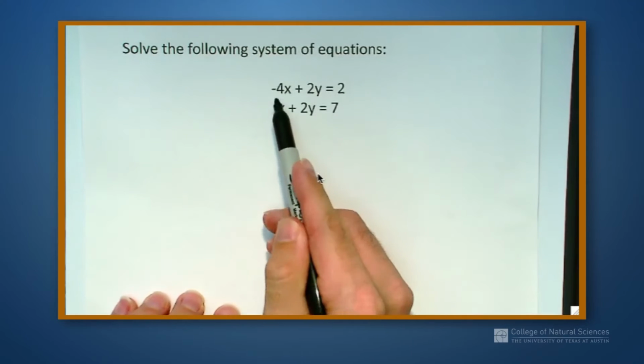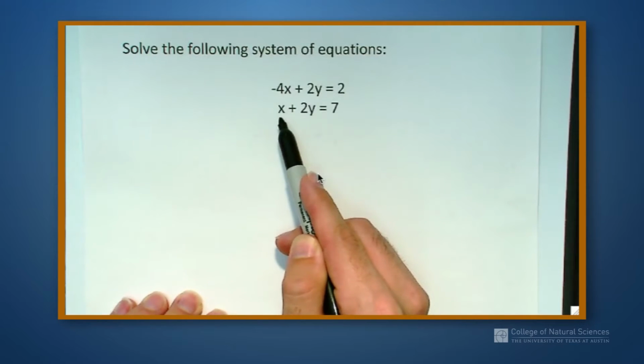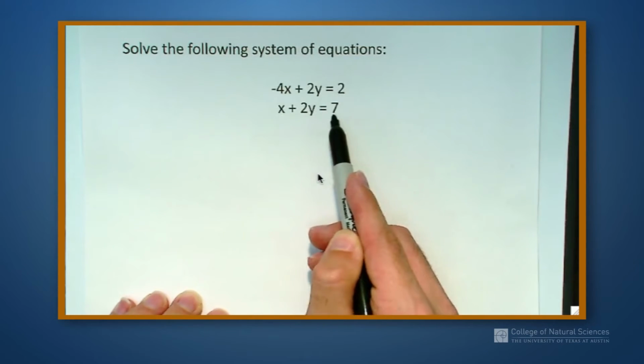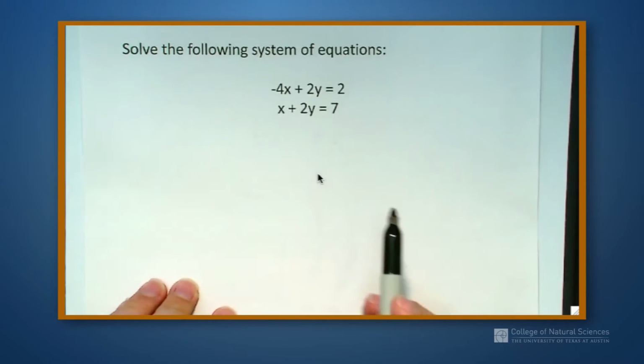We're given that negative 4x plus 2y is equal to 2, and also that x plus 2y is equal to 7. There's a bunch of different ways you can solve it. You can do combination, substitution, matrices or determinants, or graphing. Graphing's horrible, it's inaccurate. Matrices and determinants, if you remember how to do that, you probably don't need to watch this video. But let's go through combination. I think it's going to be the easiest.